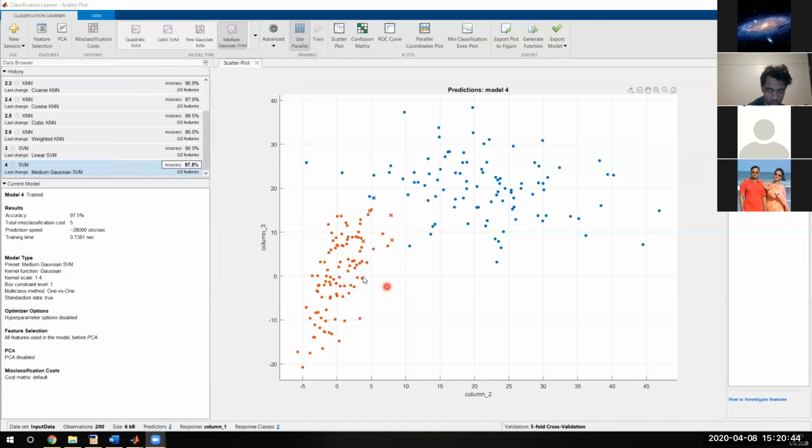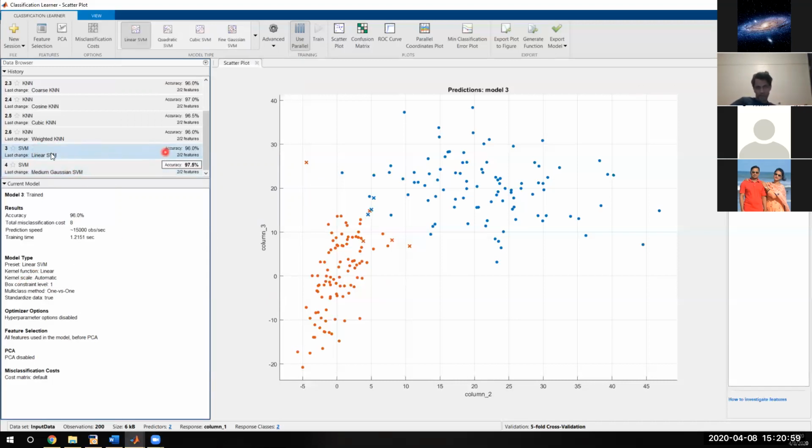Suppose I run the SVM with the Gaussian kernel. Here it automatically sets the Gaussian scale to be 1.4. Then you're going to see something really beautiful. Have a look here. This is linear SVM, and this is the kernelized Gaussian SVM. It should be very different.